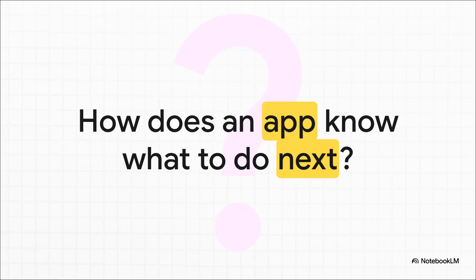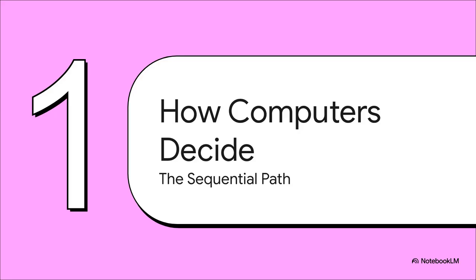I mean, have you ever really thought about it? How does an app know what to do next? You tap a button. How does your phone know if it should open a picture, send your text, or pop up an error message? The answer to all of that is its ability to make decisions. So let's get into how computers actually make these choices.